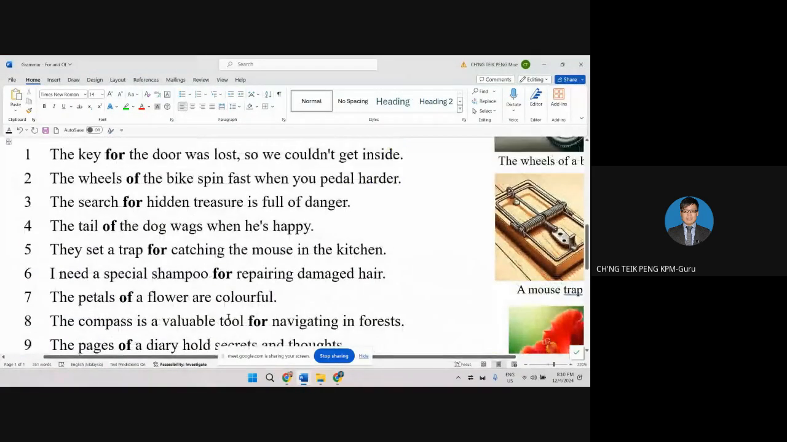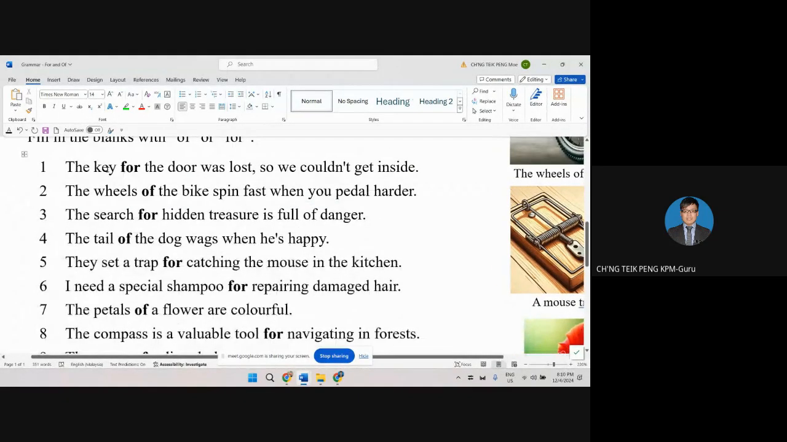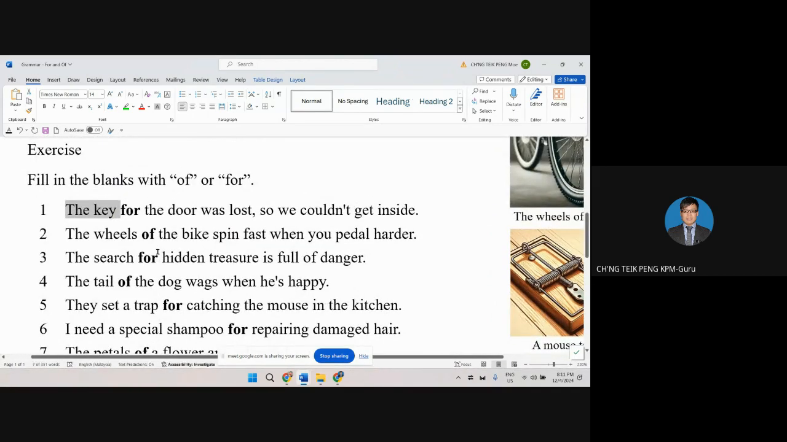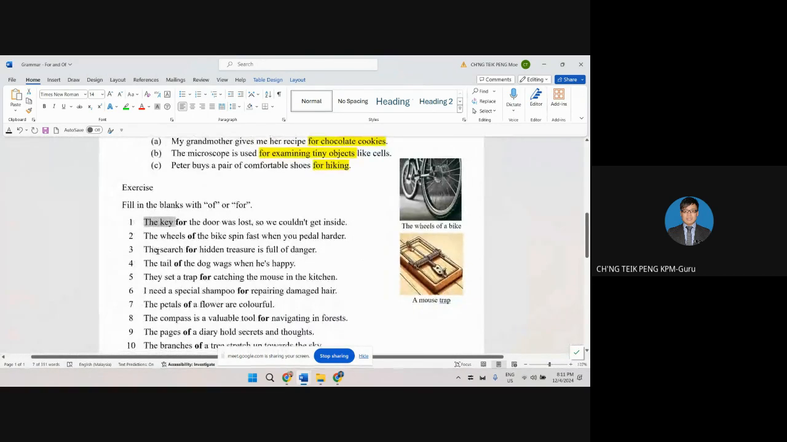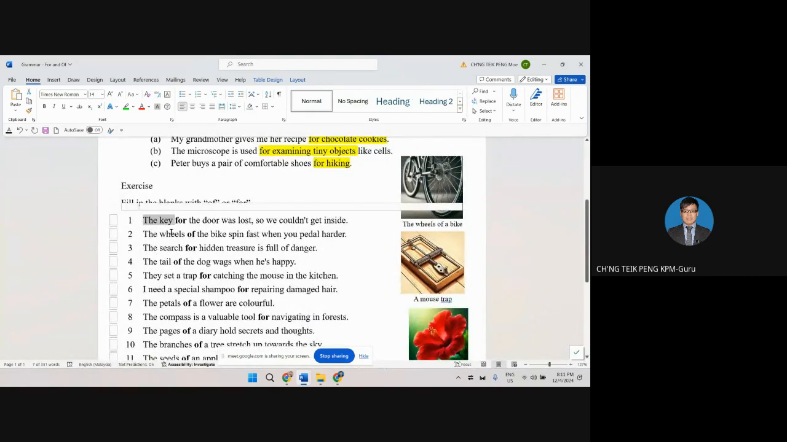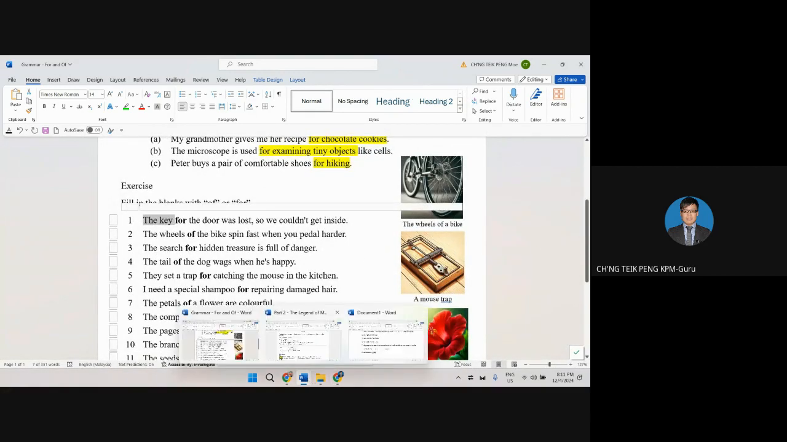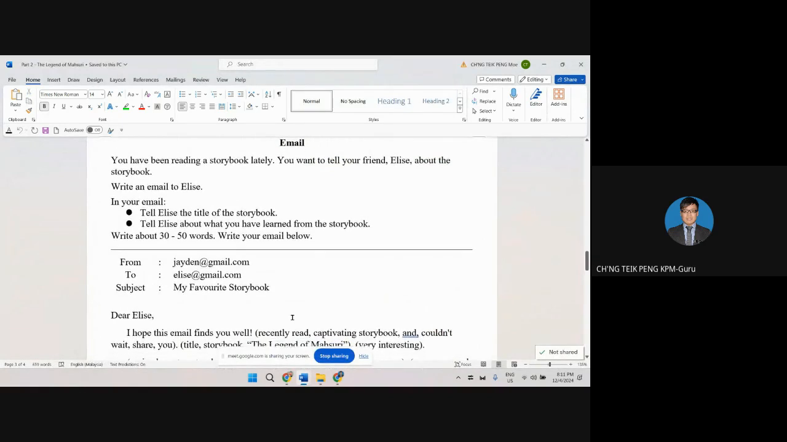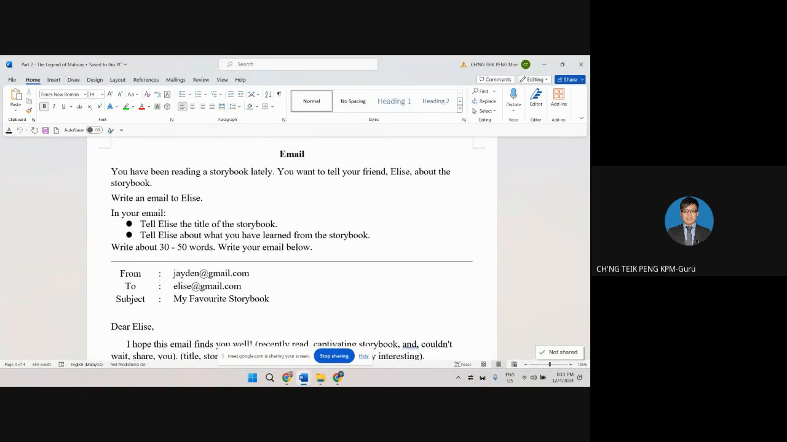So any other questions? Nope. Okay. So 这里我们用 for，为什么呢？因为你在告诉老师那个锁匙的功能。All right. 那个锁匙是做什么的？For the door. Okay. Any other? No questions? Okay. Let's go on to the next task. Okay. Can you please take out this handout? The email. Okay, I'll give you 1 minute to get ready.